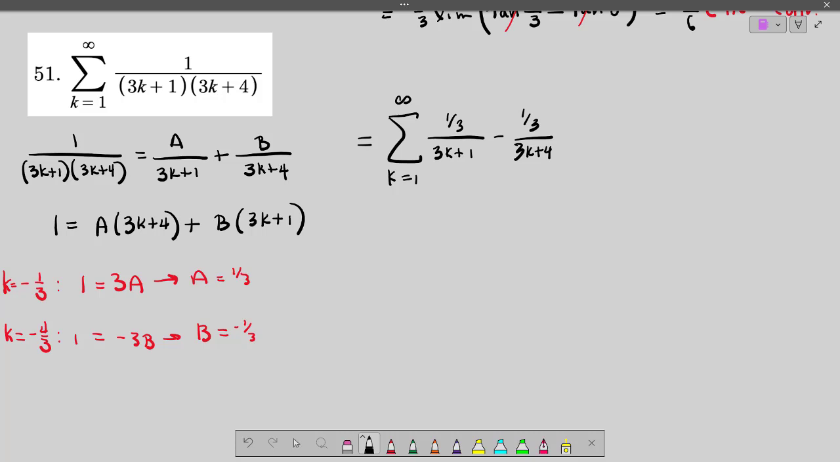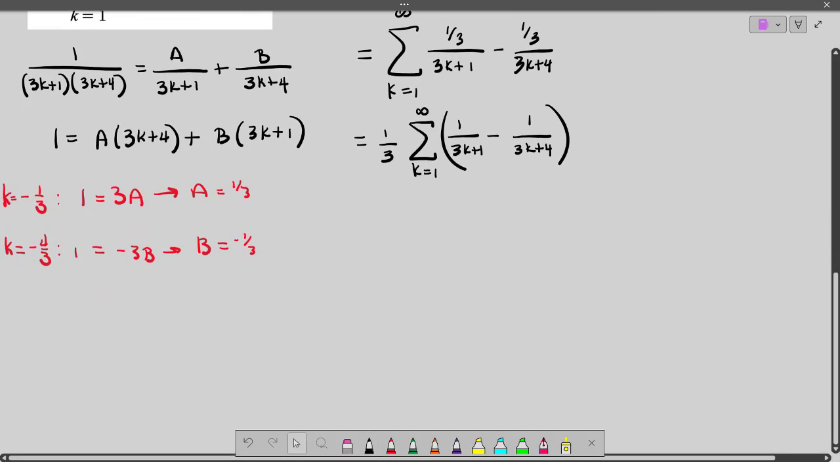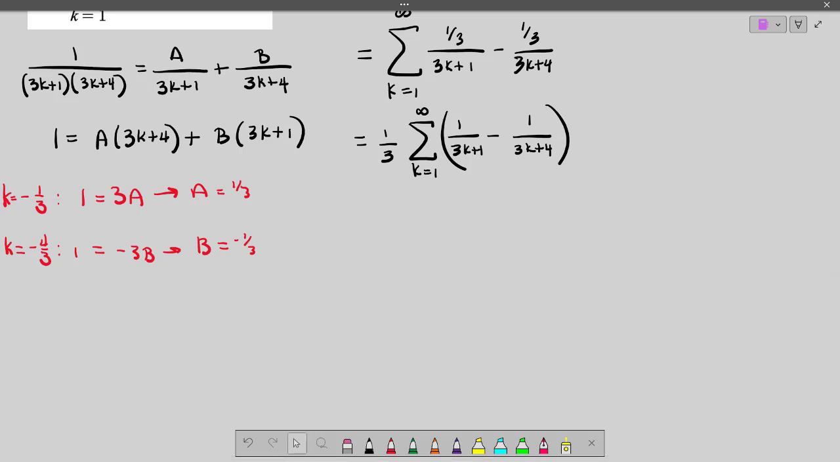So let's factor out the 1/3 though. It's going to be easier to deal with the sequence of partial sums without that 1/3 in there. So we're going to have 1 over 3k plus 1 minus 1 over 3k plus 4. Okay, so we're going to think of S sub n. S sub n is the sum of the first n terms.